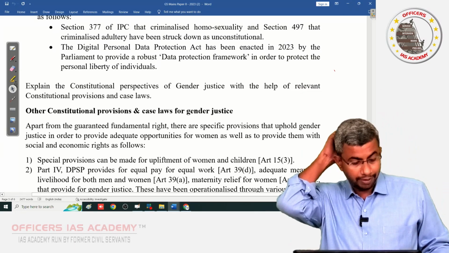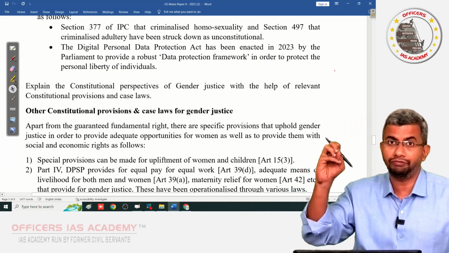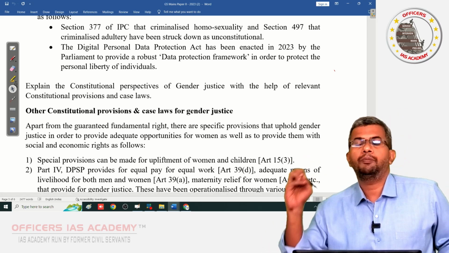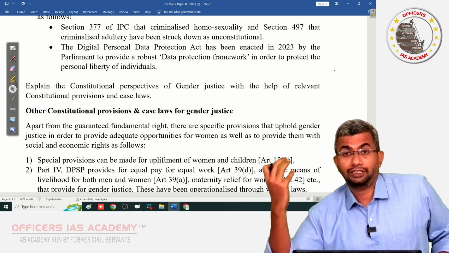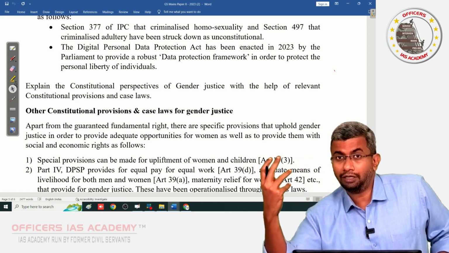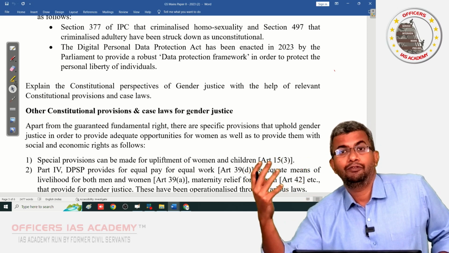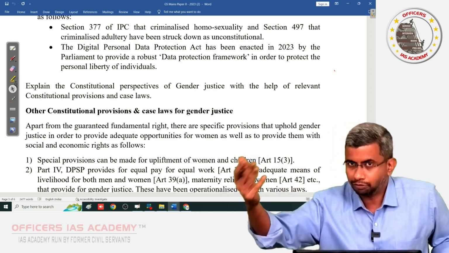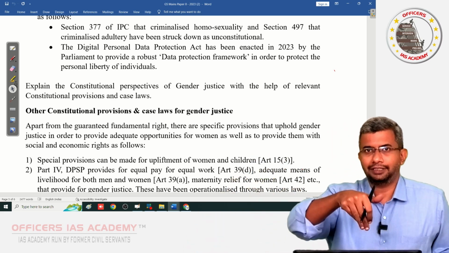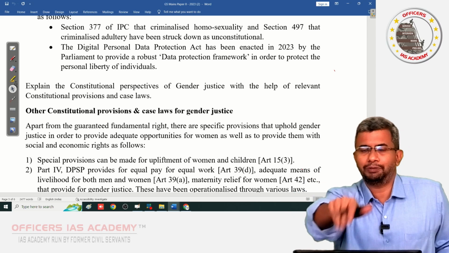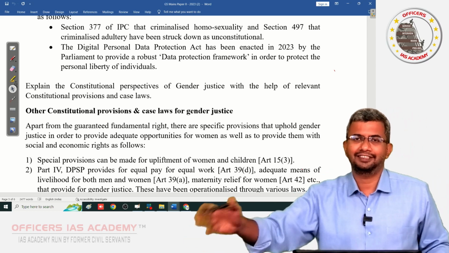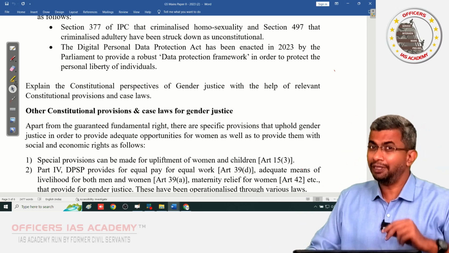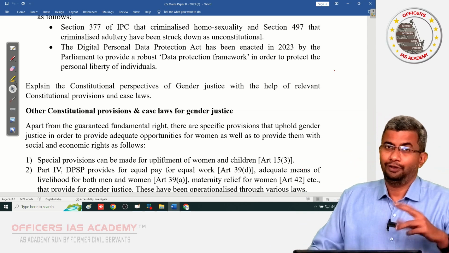Next question: explain the constitutional perspectives of gender justice with the help of relevant constitutional provisions and case laws. So guys, this could have been asked because there was a talk that in the special session, Women's Reservation Bill will be passed, and that has in fact passed, but the Mains exam, GS paper, happened before the special session started on September 16th. Special session started on September 18th. But that could have been the possible trigger for this question.